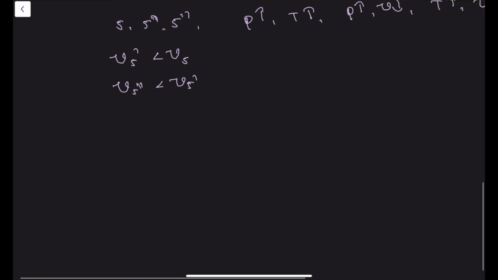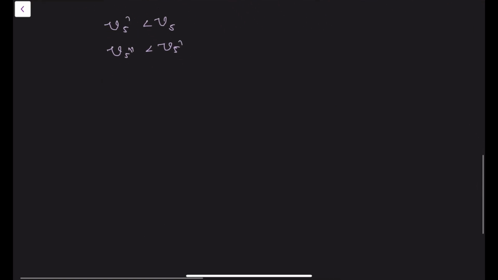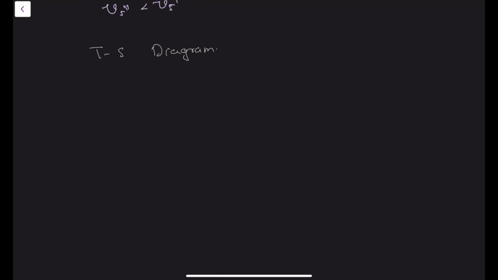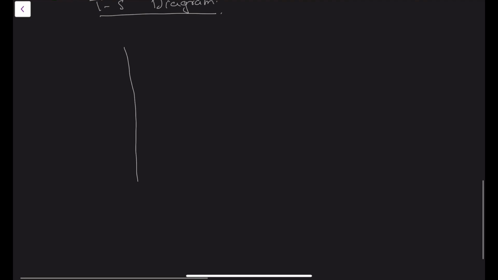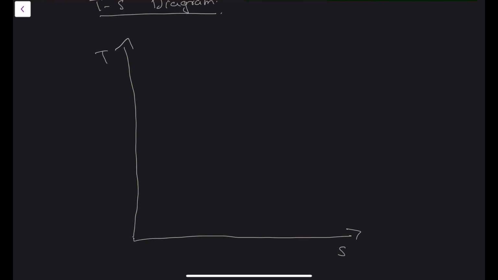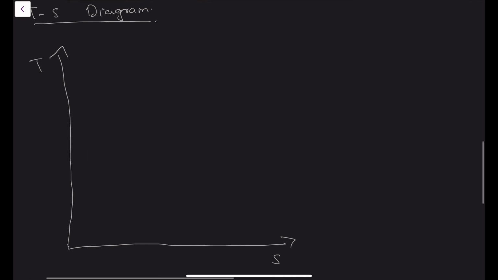So that is represented in a TS diagram. So in the y-axis you have temperature, and in the x-axis you have the entropy. Okay. So before proceeding with this diagram, we need to know one important relationship.